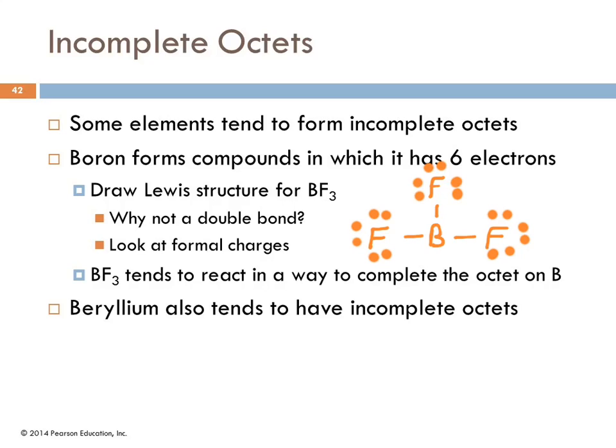Now normally, what would we do? We would take a lone pair here and make a double bond. Well, let's do that down here. And then how would we decide between these two? What did we just learn how to calculate? Formal charges, right?